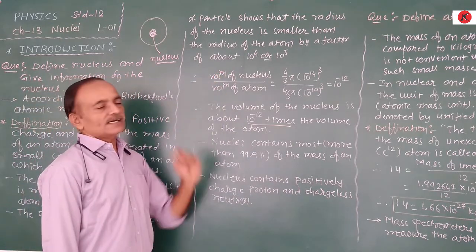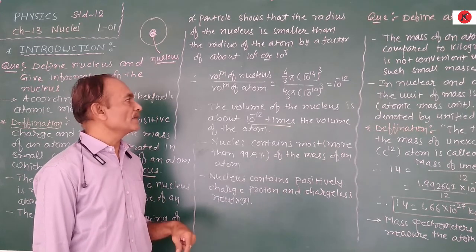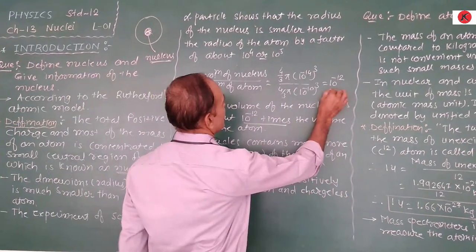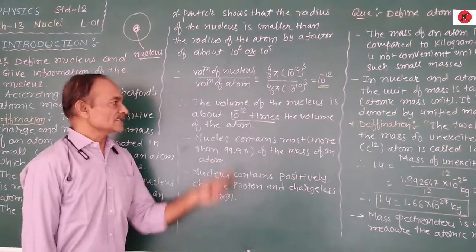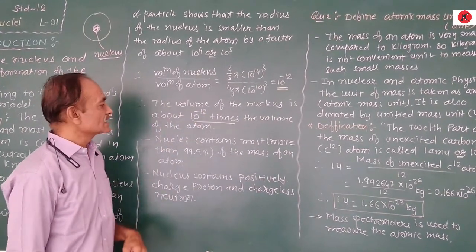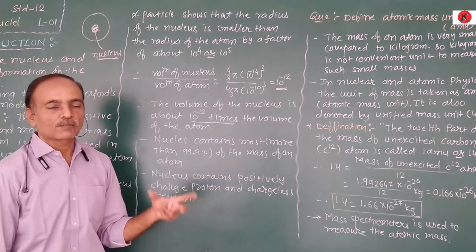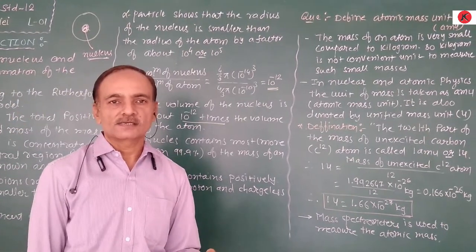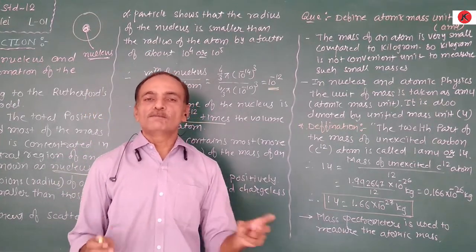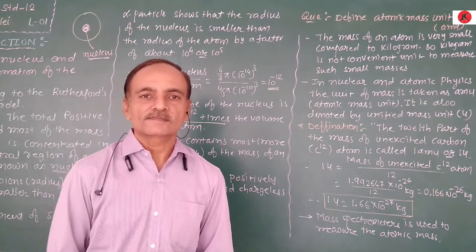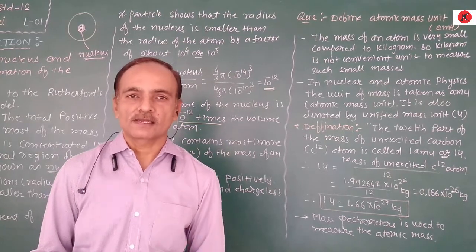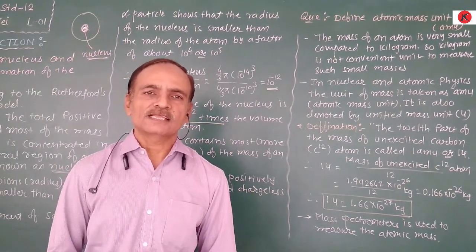So now let's take the ratio of the volume of nucleus to the volume of atom. We obtain 10⁻². Thus, the volume of the nucleus is about 10⁻² times the volume of the atom. Therefore, the volume of the nucleus is very, very small. If we consider our room as an atom, then compared to the volume of the room, the nucleus is like a pinhole. That means it is very, very small.